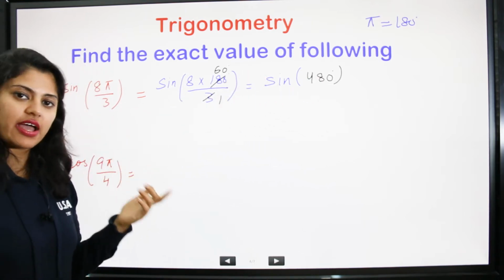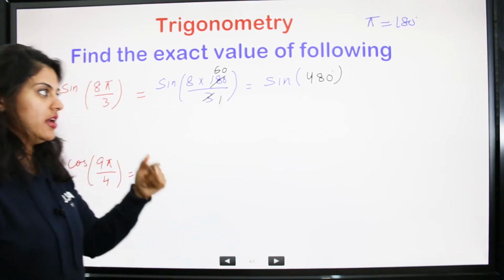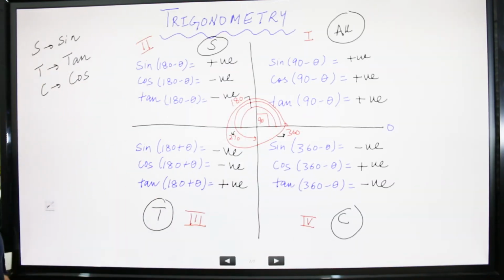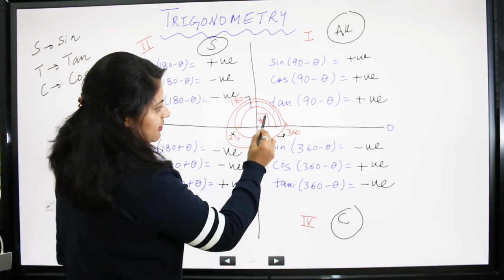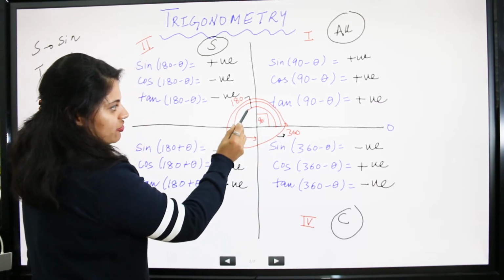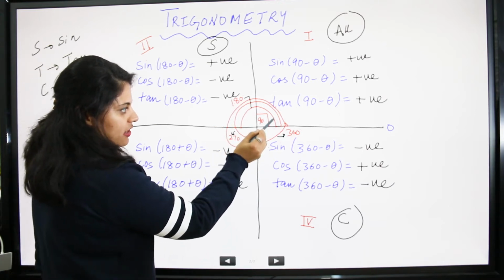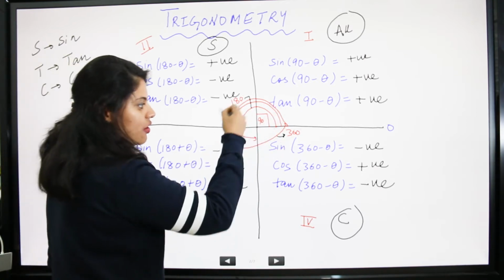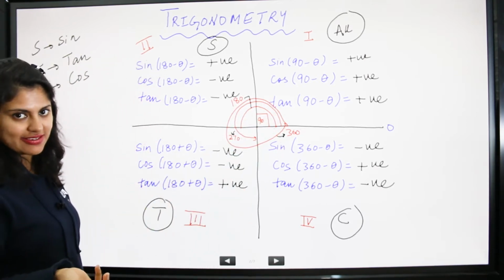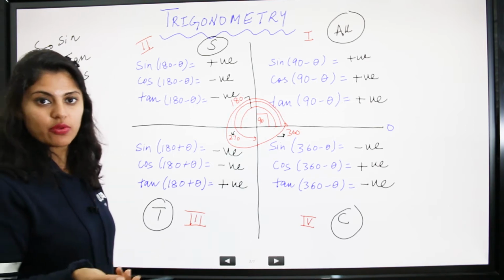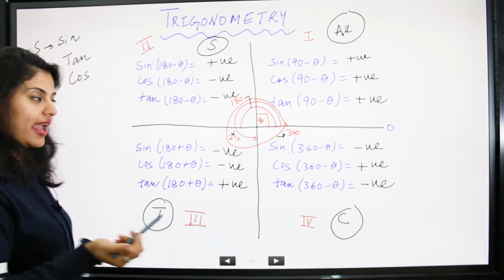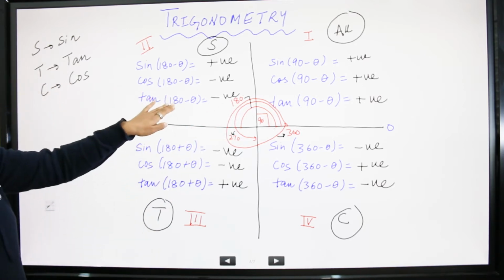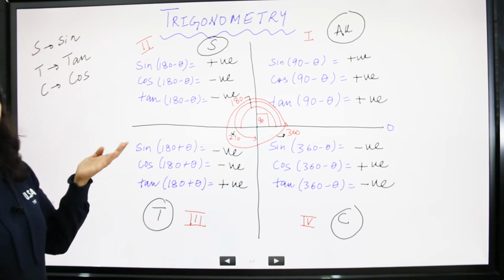Now you need to check which quadrant sine 480 is in. So let's check for that one. These are the four quadrants. We know this is 90 degree, the linear angle is 180 degree, the angle going till here is 270 degree, and the whole angle is 360 degree. The angle 480 degree is going to come in the second quadrant, which is this quadrant.